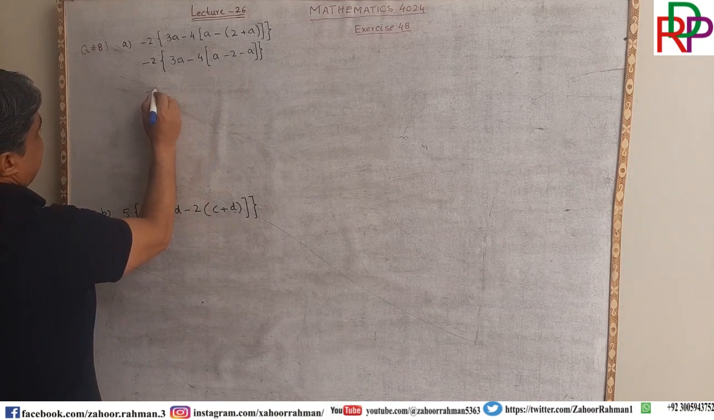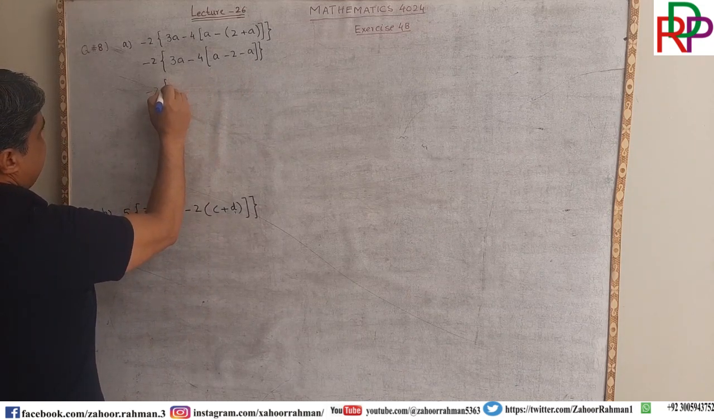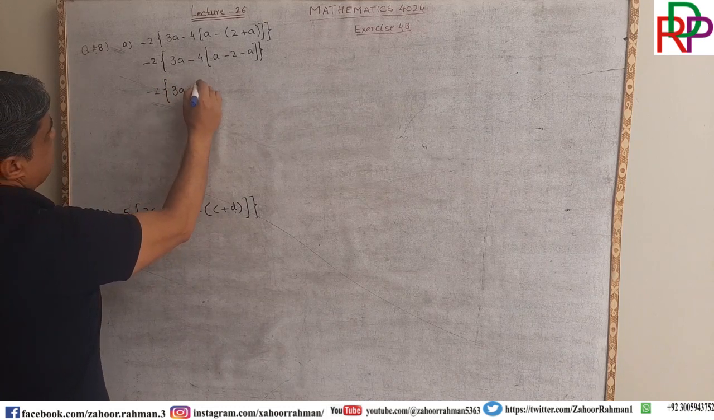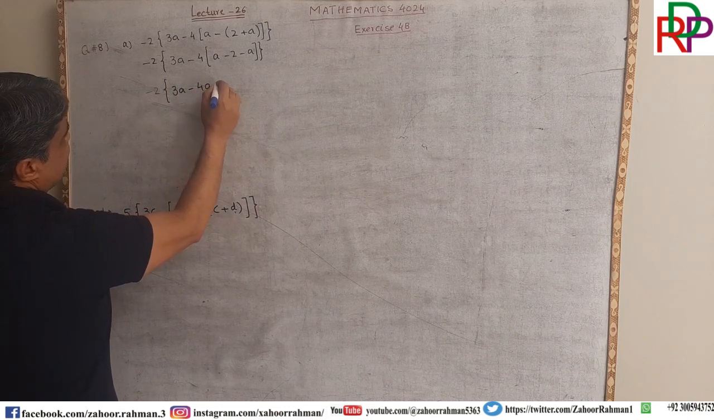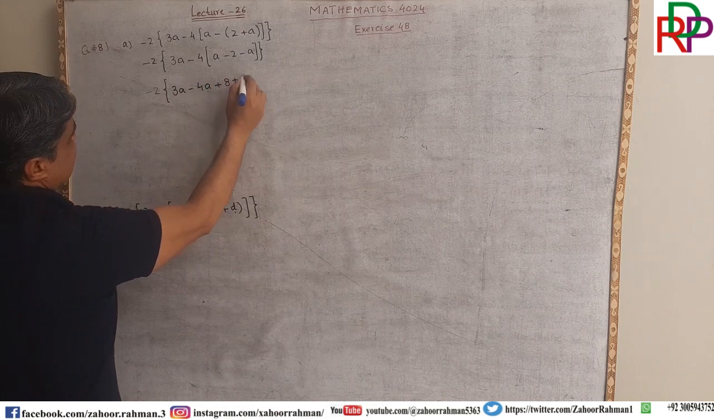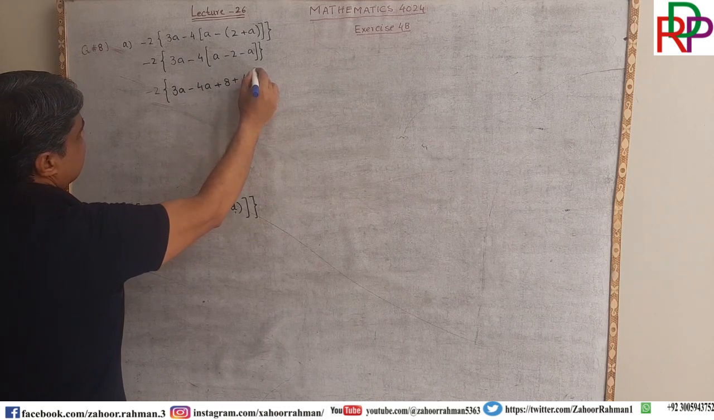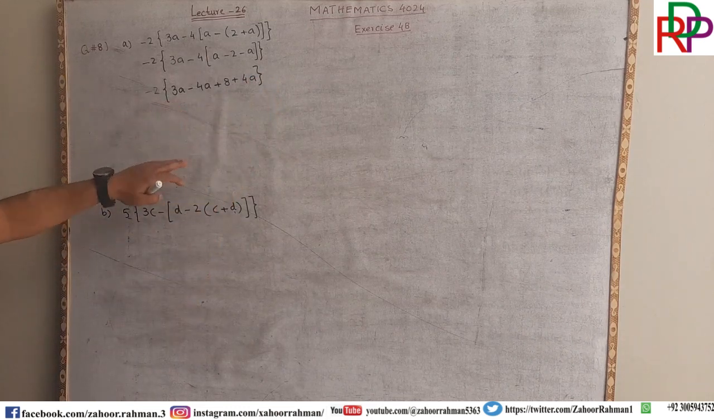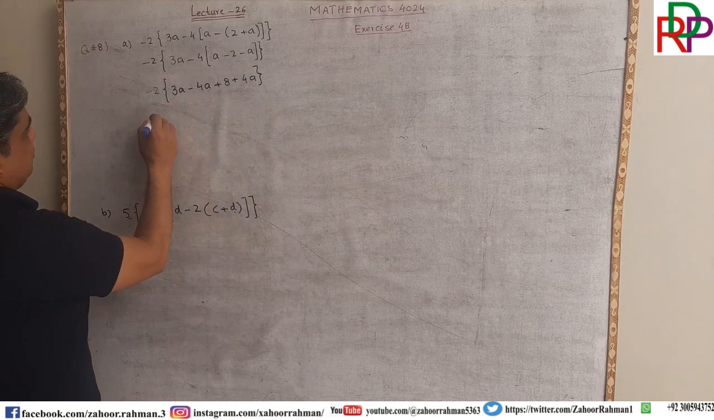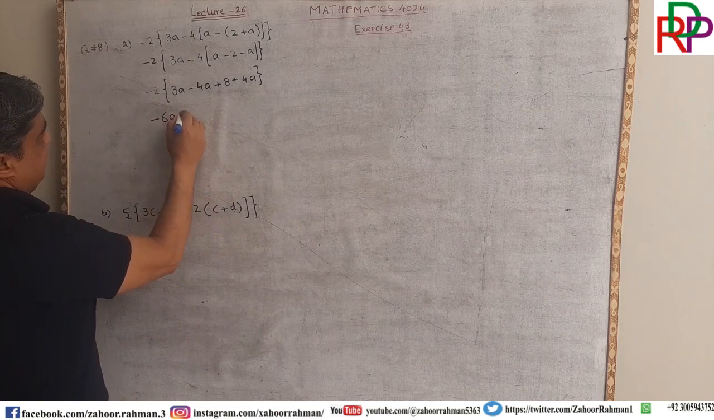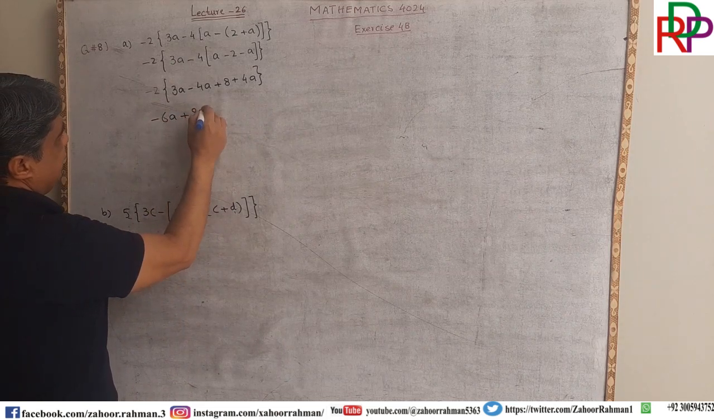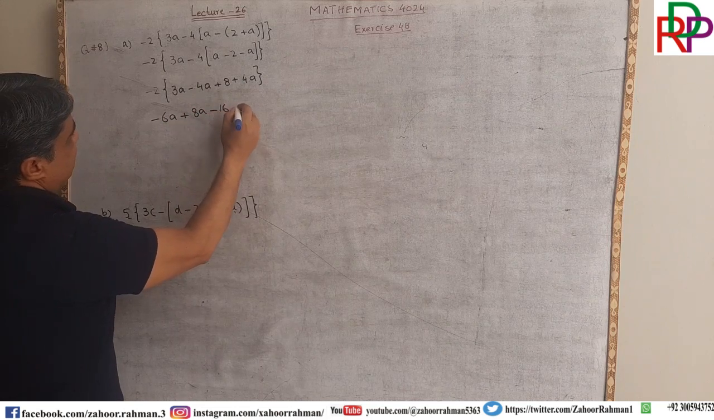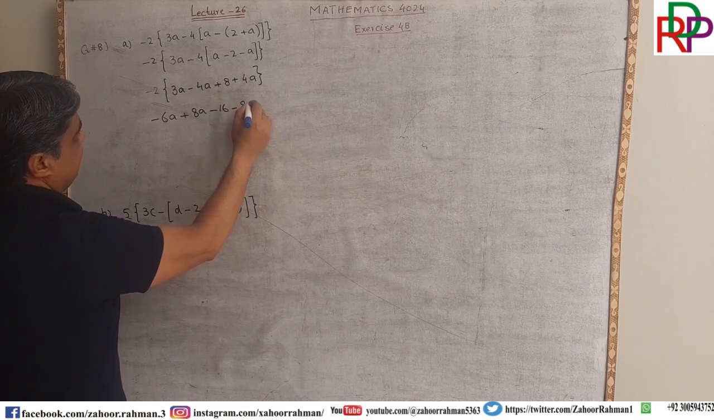So I am writing minus 2 and then curly brackets 3a minus 4a plus 8 plus 4a, and then finally we have to multiply this by minus 1, so it is minus 6a plus 8a minus 16 minus 8a.